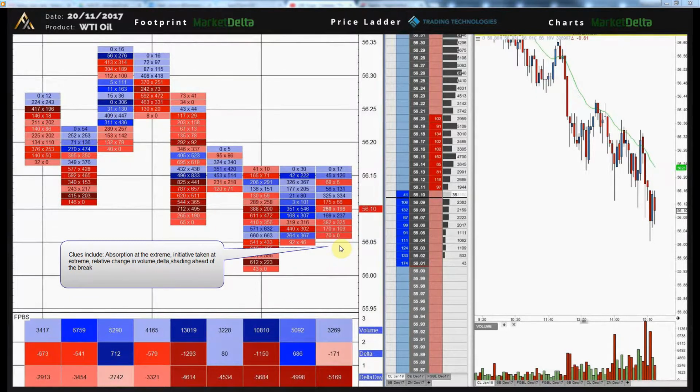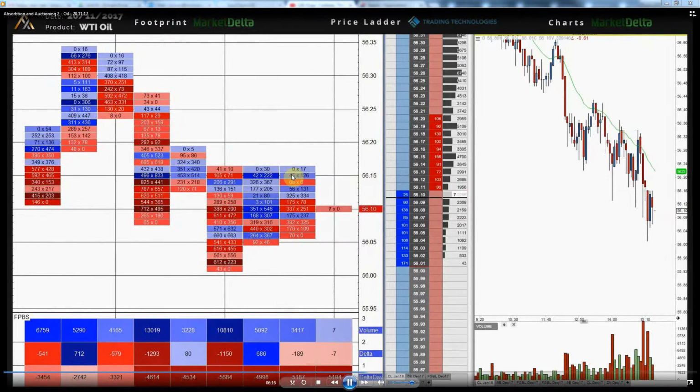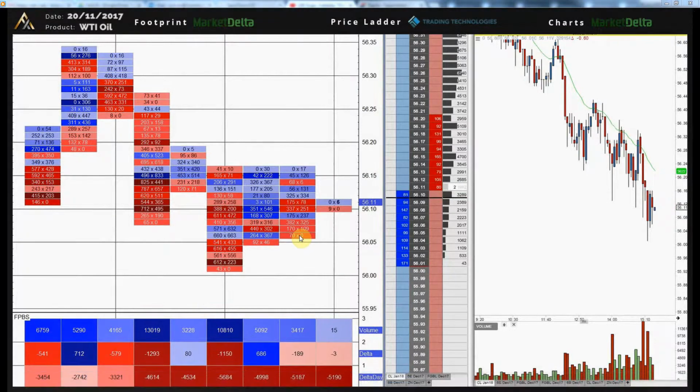Keep in mind, one of those clues could be the break on either side of this, i.e. suddenly we see initiative above 16s or we see initiative below 06s. Equally, we could be looking for some seriously aggressive absorption on the extreme. So instead of the sellers taking all the buying at the high, we suddenly start to see the buyers absorbing at the high, and vice versa, sellers absorbing at the low. That could be a second potential clue. A third potential clue could be a sudden shift in the price dynamics.